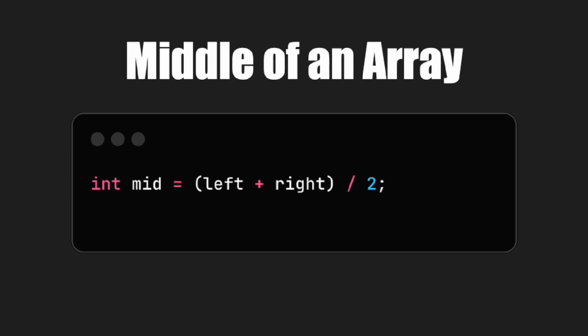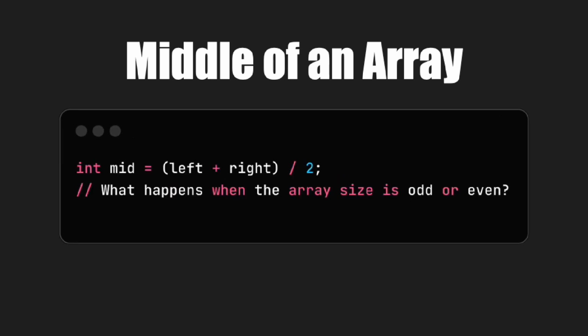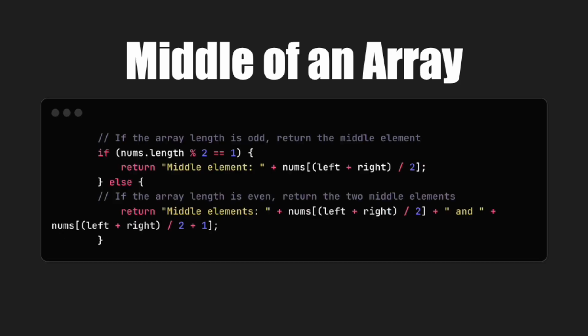Next, let's talk about finding the middle element of an array. This is common in coding problems, since integer division always floors the result. It's essential to account for whether you want the middle element to round down or if you'd prefer rounding up. Getting this wrong can lead to subtle off-by-one bugs in your logic.